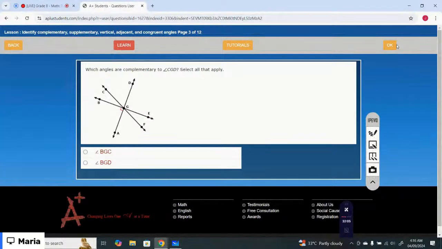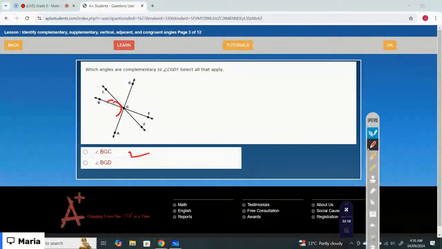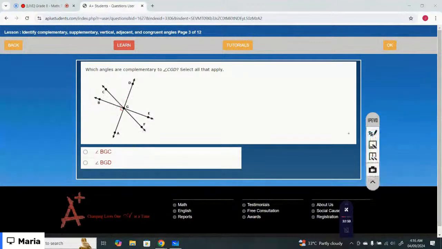Which angles are complementary to angle CGD? Okay, angle CGD. Hold on. Complementary angles are the angles that sum to 90 degrees, right? So for angle CGD, you have to make it a complementary angle. So the complementary angle is BGC, right? That is option number 1 is the correct option. BGC is the correct option.